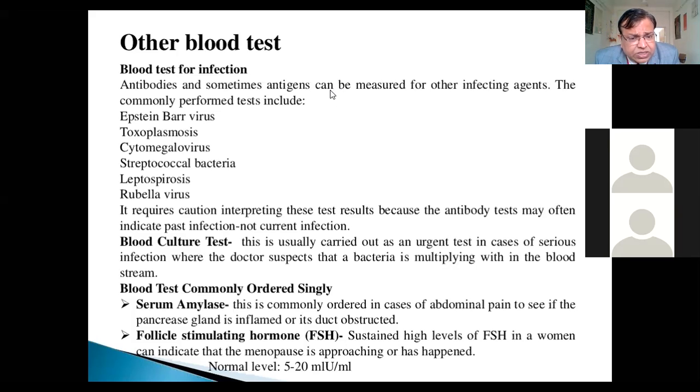The blood test is commonly ordered silently. The serum amylase, follicle stimulating hormone FSH. This serum amylase is commonly ordered in case of abdominal pain to see if the pancreas gland is inflamed or its duct is obstructed or not. So serum amylase test is directly related with the pancreas condition.